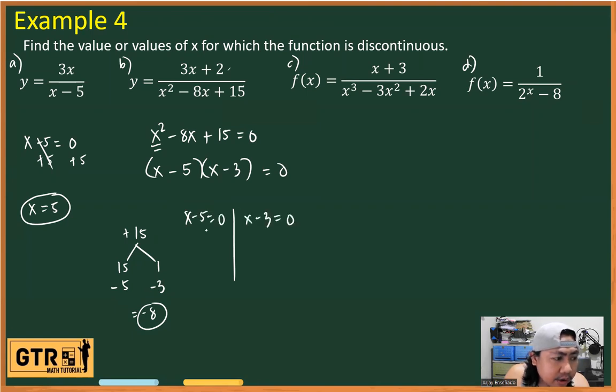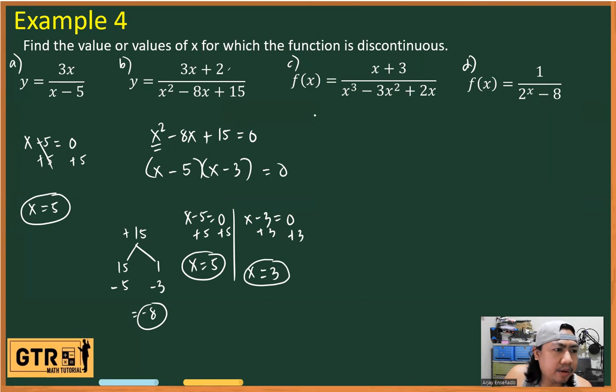So therefore, the zeros are: add 5 to both sides, x equals 5, and then add 3 to both sides, x equals 3. So therefore, the function has discontinuity at x equals 3 and x equals 5. Okay, so another example.